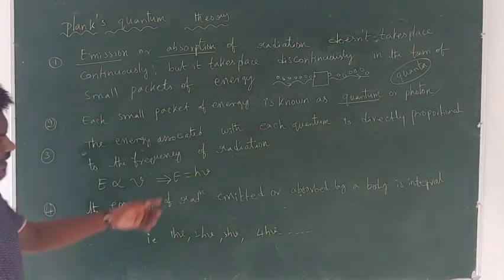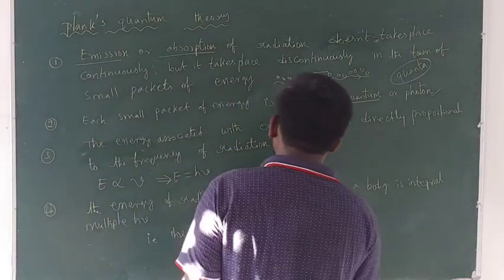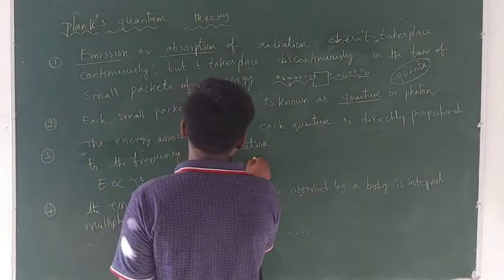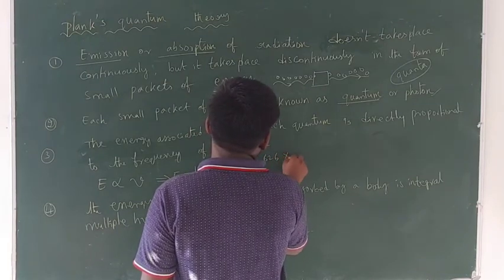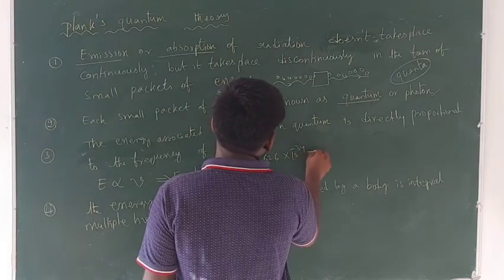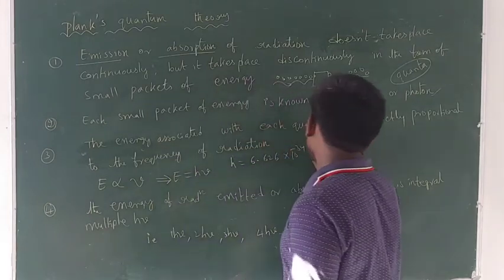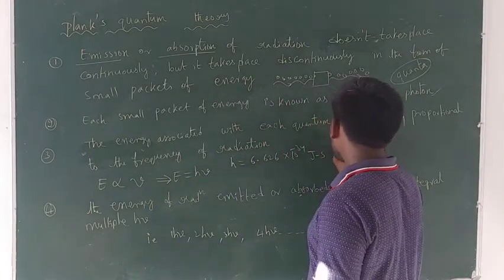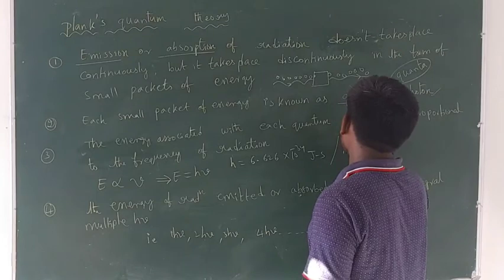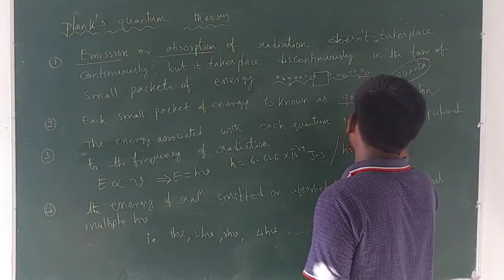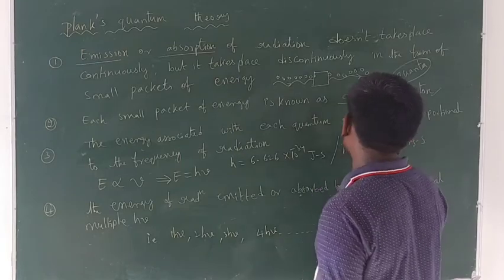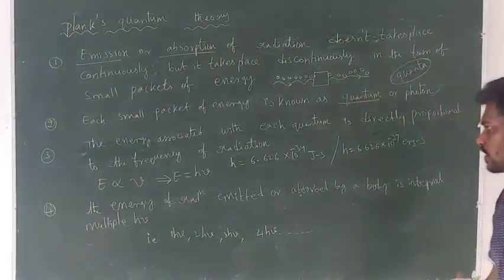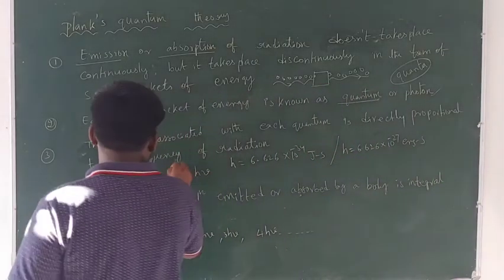Here h is Planck's constant. This h value is 6.626 into 10 power minus 34 joule second. In case of CGS units, h is equal to 6.626 into 10 power minus 27 erg second. So this equation is very important, guys.